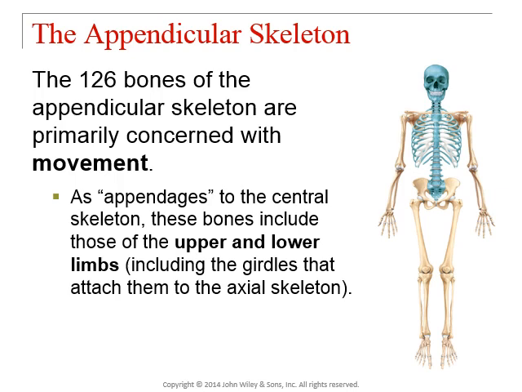But the appendicular skeleton is primarily used for movement and also for posture and stable positioning. There are 126 bones in the appendicular skeleton. As I mentioned in the last slide, it's going to include both the upper and lower limbs, as well as the girdles that are going to attach it to the axial skeleton.